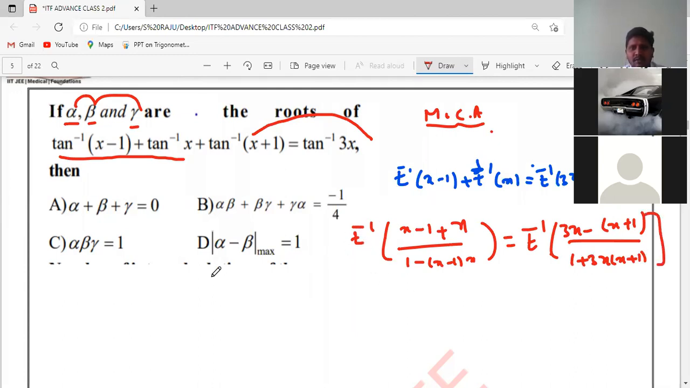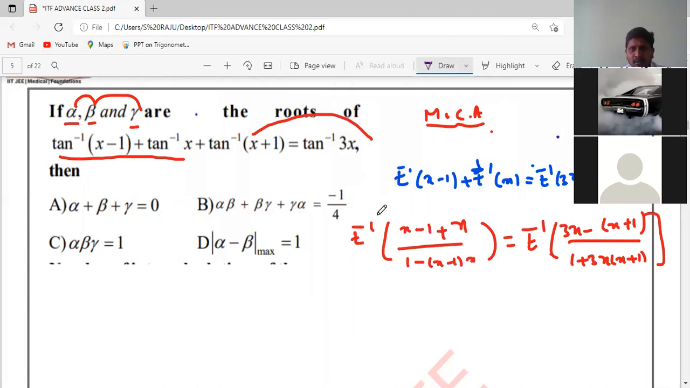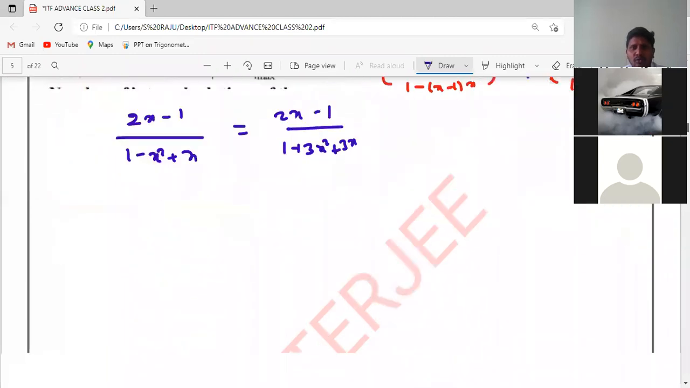Okay, now the tan inverse gets cancelled. We can cancel the tan inverse. Then the left side is (2x minus 1) by (1 minus x square plus x). This is equal to (2x minus 1) by (1 plus 3x square plus 3x). Students, you should not cancel 2x minus 1 here, because it is a cubic equation.